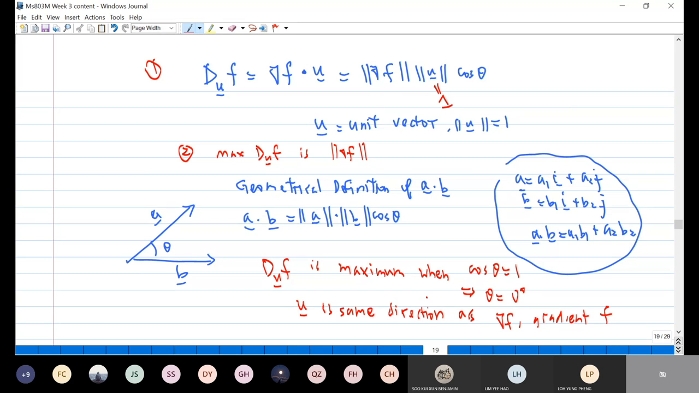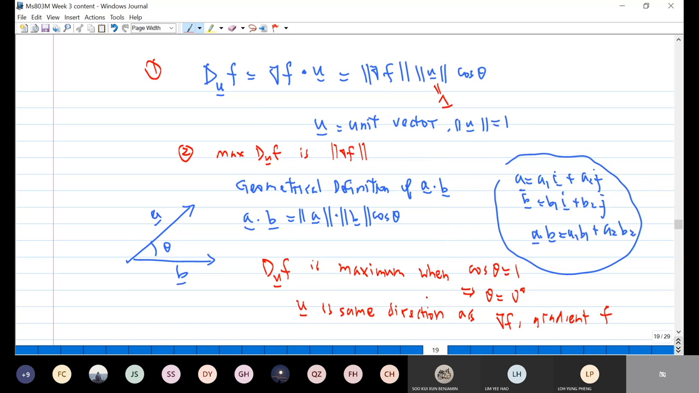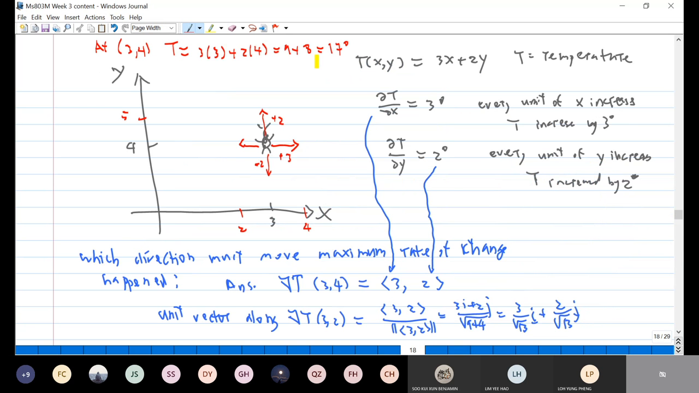Okay, and in this case, let's look at the earlier one. Can you tell what is the maximum rate of change for the gradient within gamma? So let me go back here. The length of the gradient is how much? The gradient is 3, 2, right? So the length of the gradient is the square root of 3 squared plus 2 squared. So 9 plus 4 is 13. This is the maximum rate of change you can get.